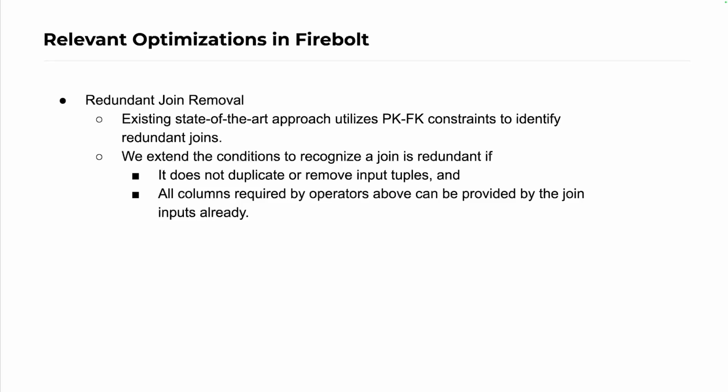When we talk about redundant join removal, there are usually two cases. The first case is that we can utilize primary key and foreign key constraints to identify redundant joins. And the second case is when we know that a join will definitely produce an empty result, and then we know, of course, the join is redundant, and we can replace it with an empty scan. Here, we focus on the first case.